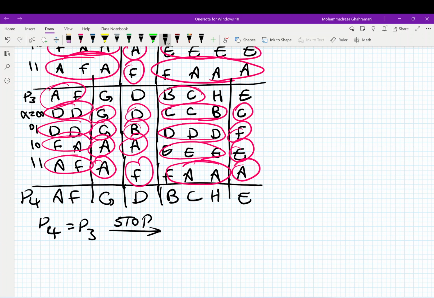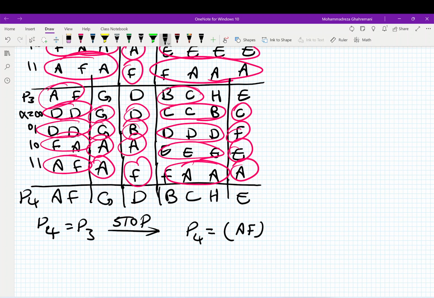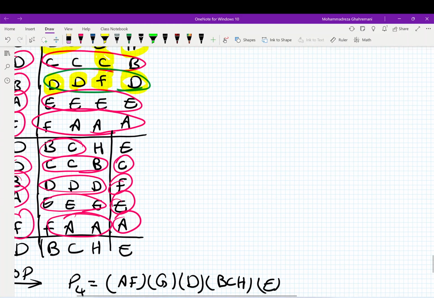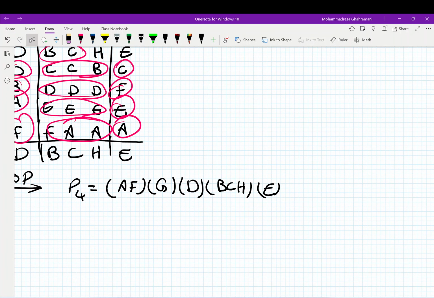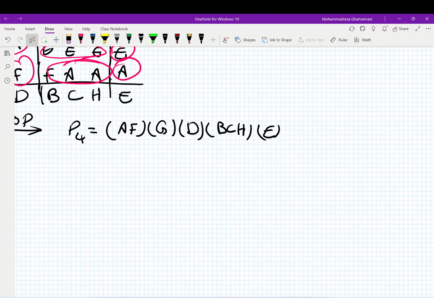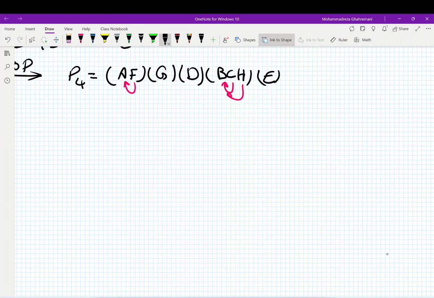So stop, and the simplified version is AF, G, D, B, C, H, E. We see that we have more than two identical states in this example. So let's draw the reduced table. We replace F with A and C with B and H with B. So if we draw the reduced table, we will have this table.